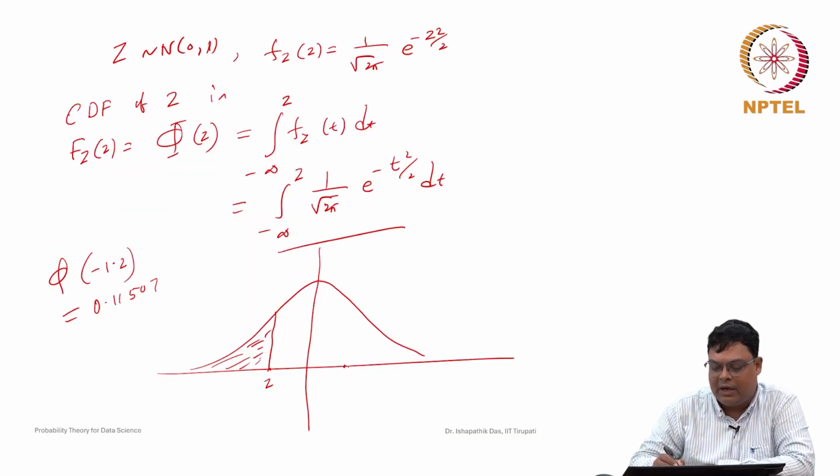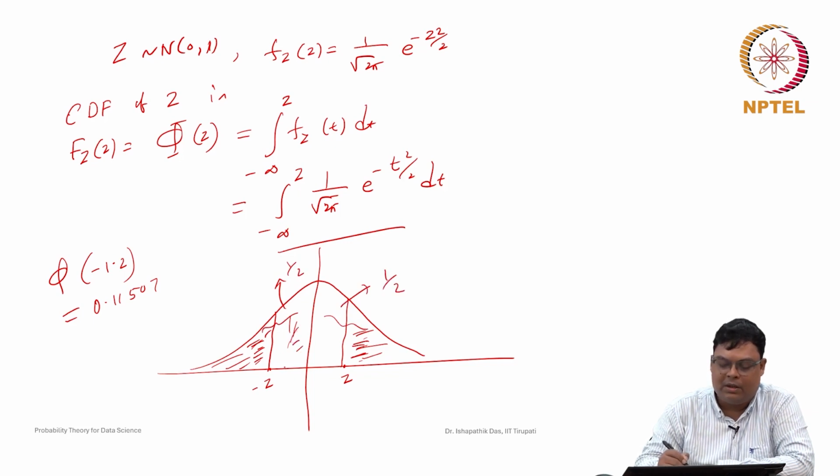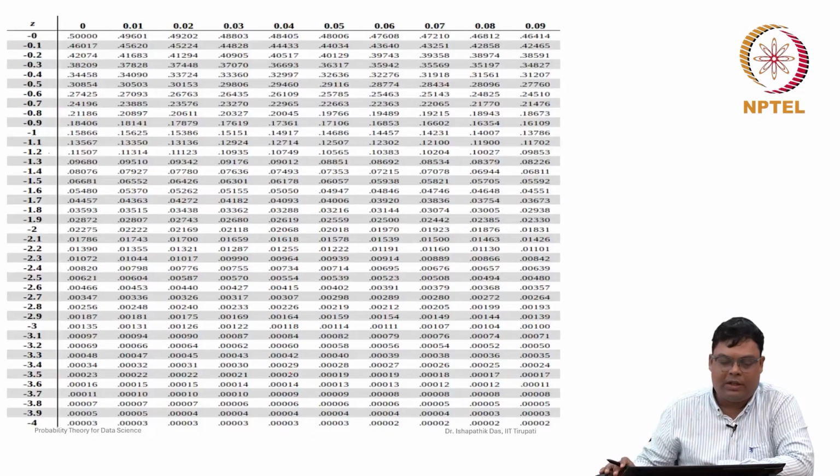This is because of symmetry. Suppose z is positive and we want to find the probability for minus z. By symmetry, we can find this probability also. The total is 1, so this side is half and that side is also half. So, you can find this probability by subtracting this area from half. In this way we can find any probability, because all these probabilities for negative values are given.